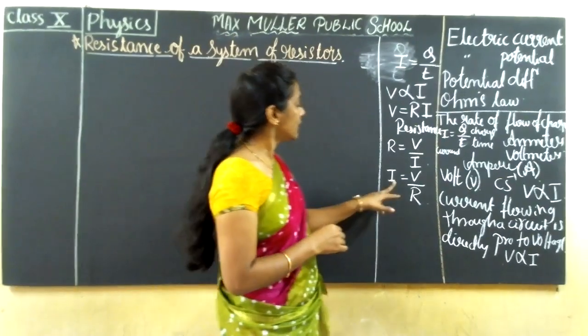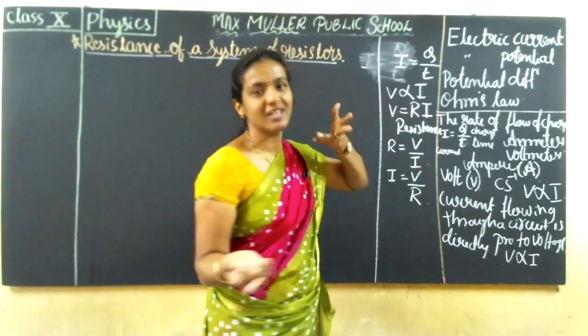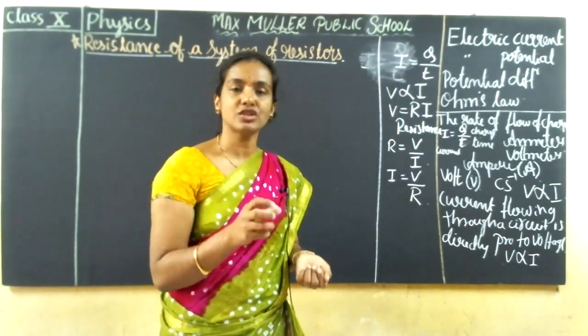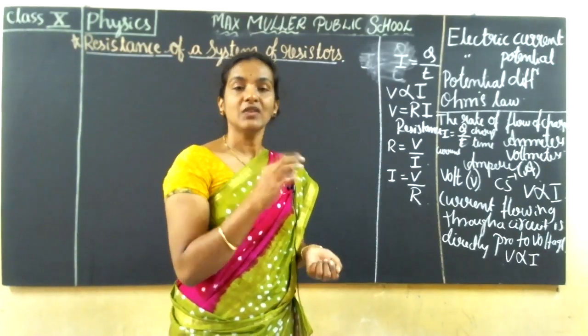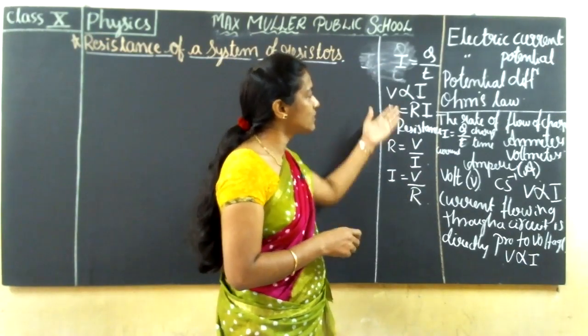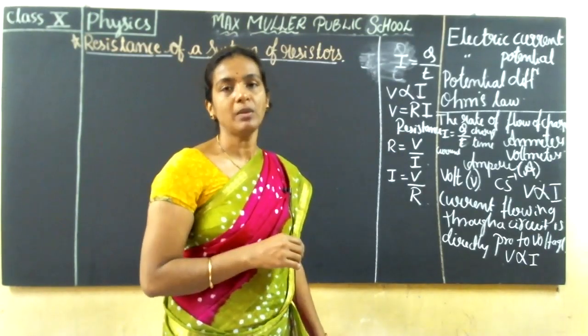See, everywhere you have I, electric current. In the exam also they will ask you to find the current. If they ask you to find the current, there are so many formulas. Now how will you find out which one is applicable for that particular problem?